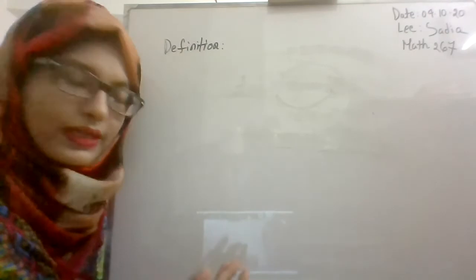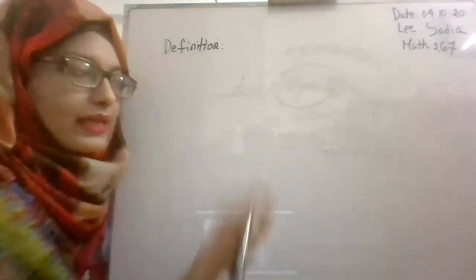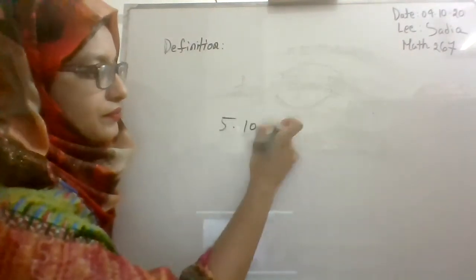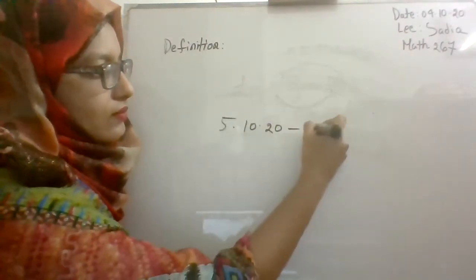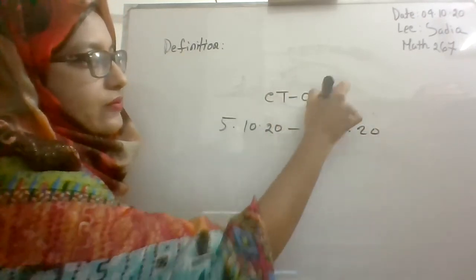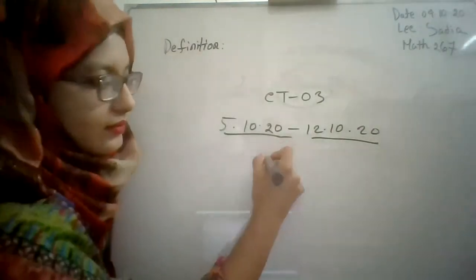Do you know your CT for Math 267, the date has been changed? Yes, ma'am. It has been shifted from 5 to 12, okay? Your CT3 has been shifted from this date to this date, but the time slot is the same. Okay, ma'am.